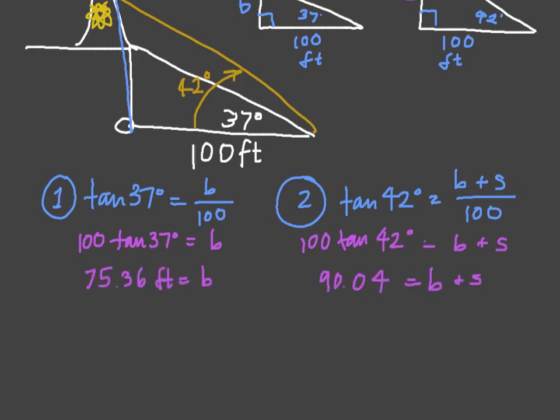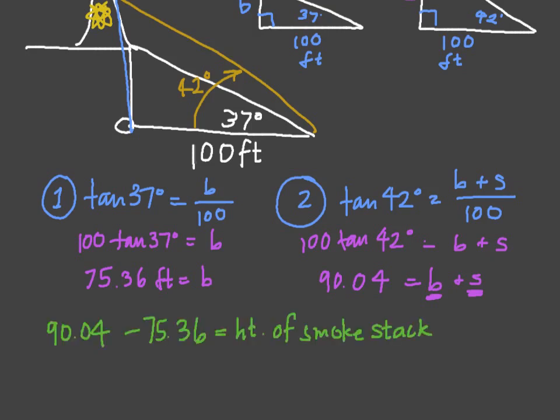So if you punch these into your calculator, for this first triangle, for the height of the building, you get 75.36 feet, and for the height of the building plus the smokestack, you get 90.04. So that was just us punching those into our calculator. And now, if we know that the height of the building is 75.36, that's what this is. So the height of the smokestack is the difference between the height of the building and the height of the two together. So all you need to do now is subtract 90.04 minus 75.36. So I got 14.68, and we can't forget units because this is a real-life scenario, feet.